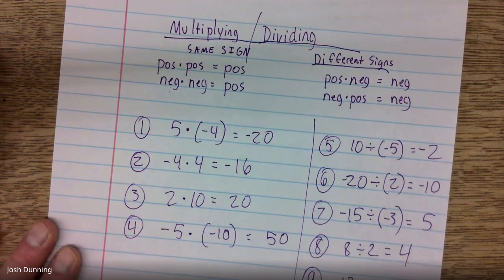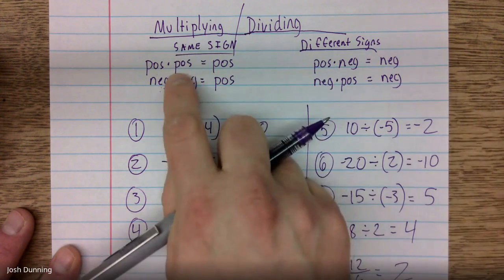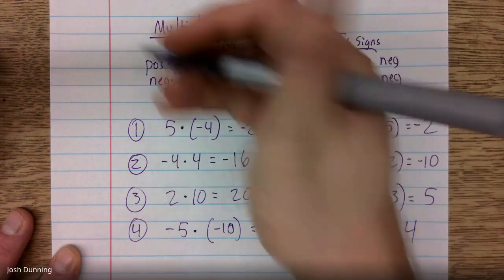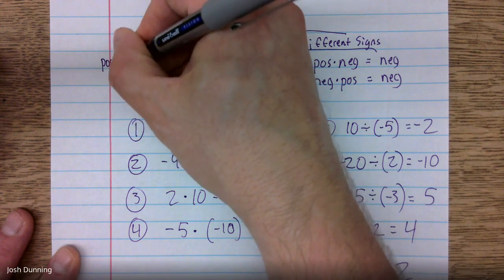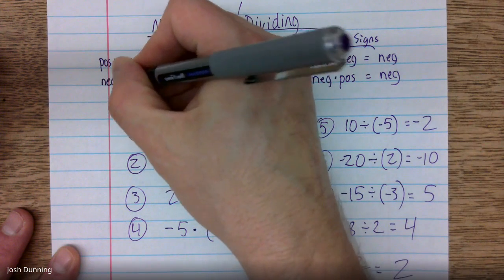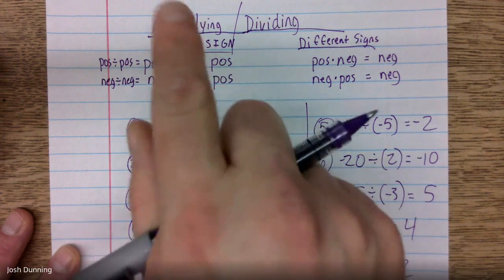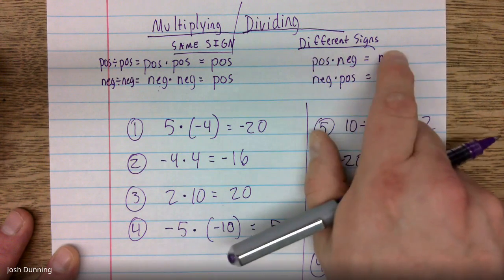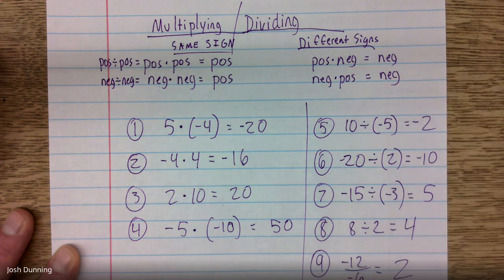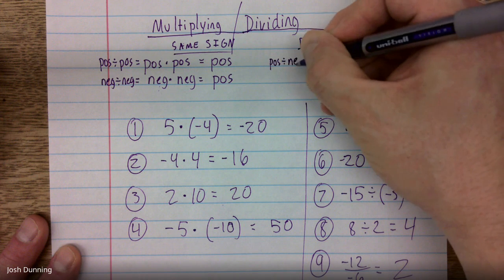So those are the rules for multiplication and division with negatives. Luckily, it's kind of easier than with the addition and subtraction. Same sign, positive times positive, or positive divide by positive, you get a positive. Same sign, negative divided by negative, or negative times negative, positive. Same sign, positive. If you have one of each, if you have different signs, negative. And again, this also works for division as well.